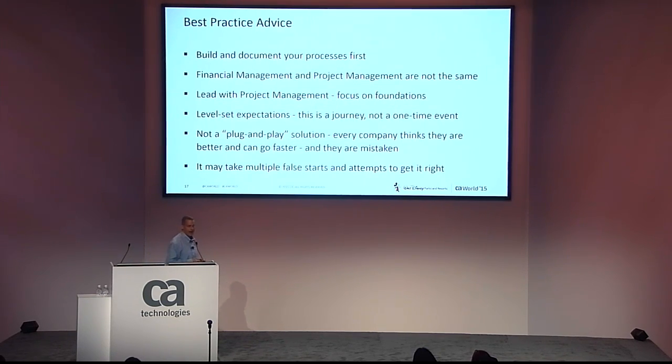Part of it, some best practice advice. One of the things I would say is ensure that you build and document your processes first. Implementation of a tool like CA PPM will not fix a broken process. It may highlight and accentuate how poorly your process is defined and how broken it is. But again, occasionally you may get that pushback of the tool's not working, it's not functioning, when in reality you need to focus on getting your processes right first.